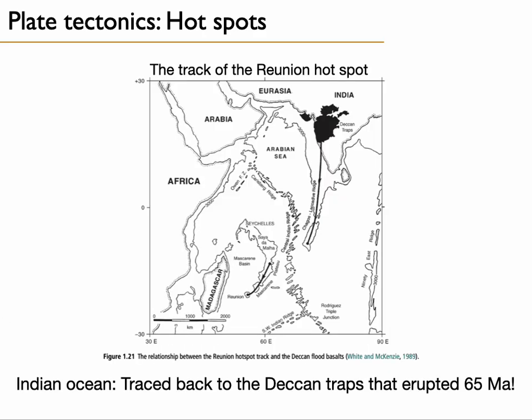Another emblematic hotspot is the Reunion hotspot in the Indian Ocean. You can see the Reunion Island is here, and you have a trend of volcanic activity that can be traced back to the Deccan Traps about 65 million years ago.